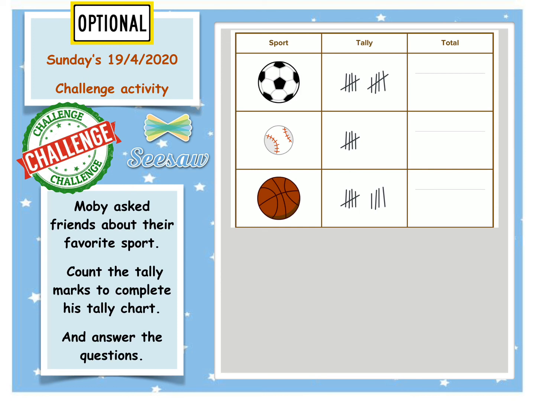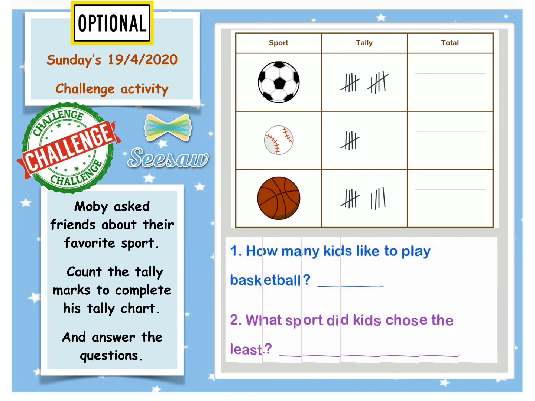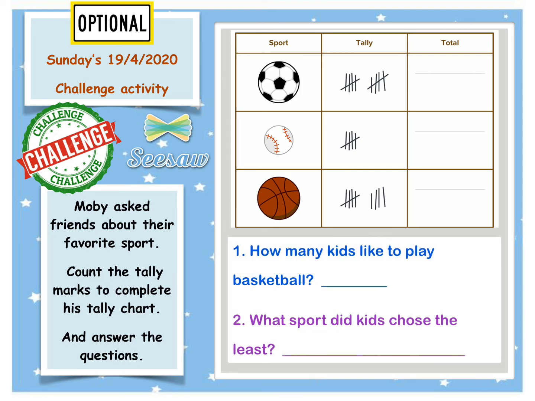So I need from you here to count the tallies for each sport and write the total in the chart. And then I want you to answer the questions. The first one says, how many kids like to play basketball? And the other question says, what sport did kids choose the least? And the least is the fewest or the smallest number. Good luck, grade 1.